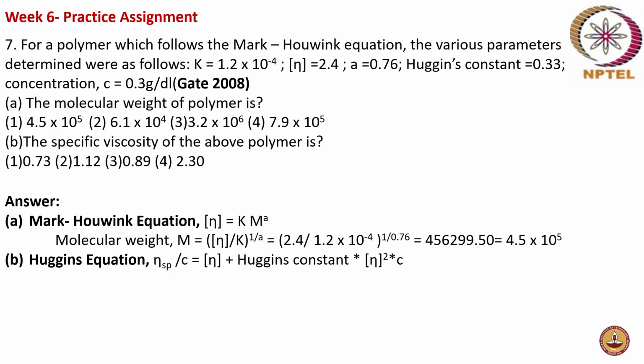2.97. Is it 2.97? Specific viscosity by C, so the C goes to the right hand side. Right? So it will be C into eta plus Huggins constant into eta square into C square. Right? So 0.89, ma'am. Yes, 0.89 is the specific viscosity.